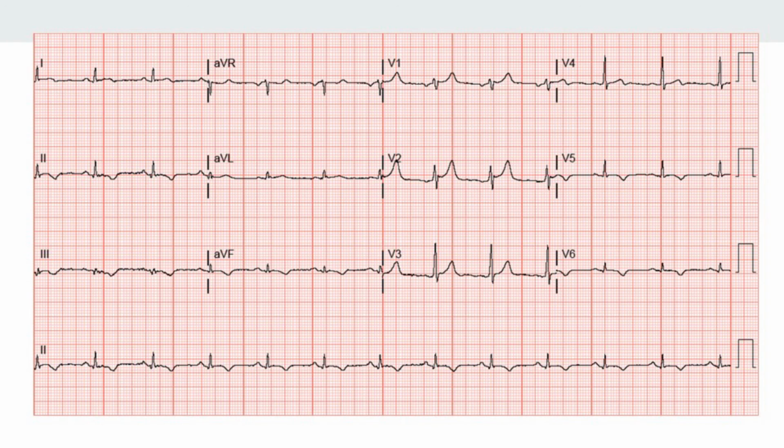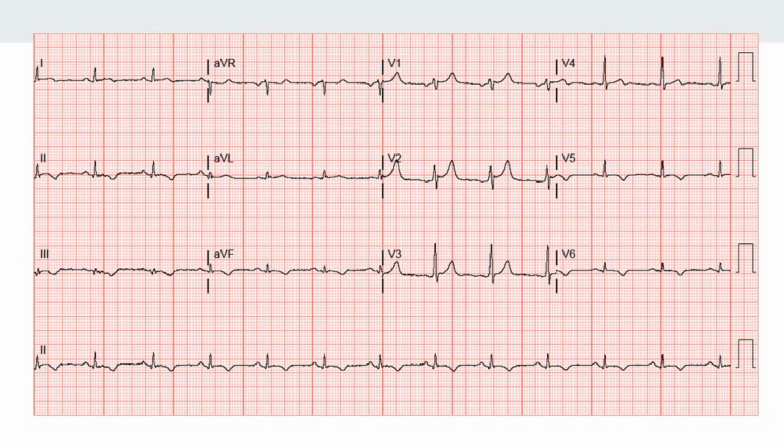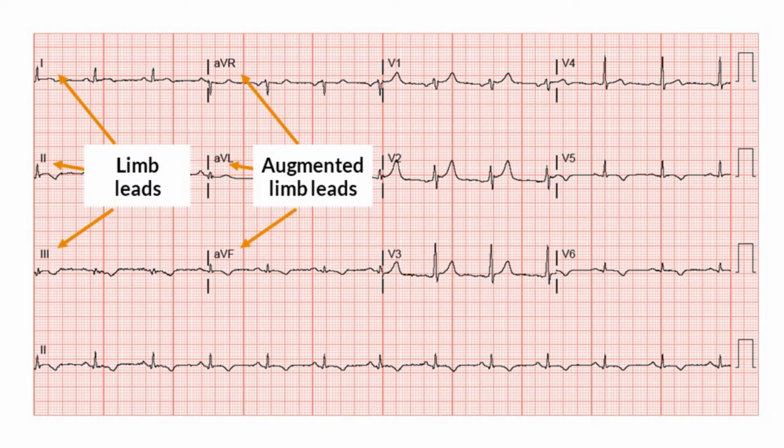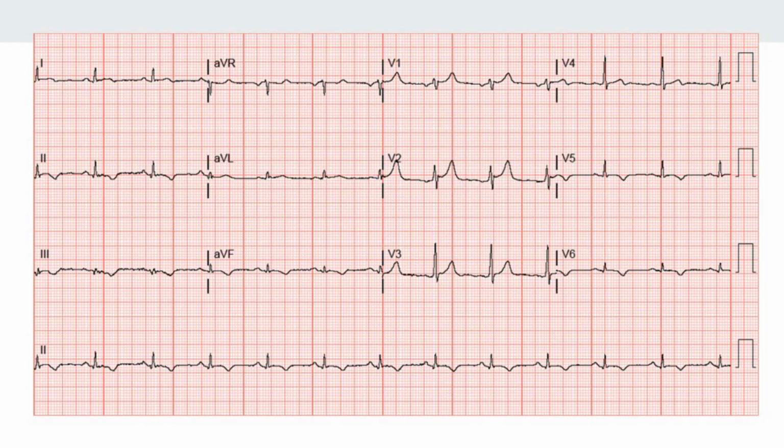So this is probably what most of you are picturing when you think of an EKG. This is a 12-lead EKG, and we can count all the leads. 1, 2, 3, 4, 5, 6, 7, 8, 9, 10, 11, 12. Again, the 12 leads are made up of the 3 limb leads, 1, 2, and 3, 3 augmented limb leads, AVR, AVL, AVF, and the 6 precordial leads, V1 through V6. On the grid paper that the EKG is printed on, the x-axis represents time and the y-axis represents voltage.